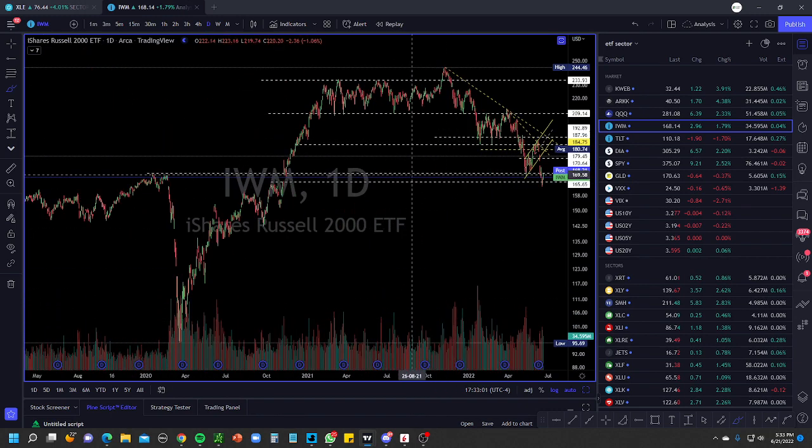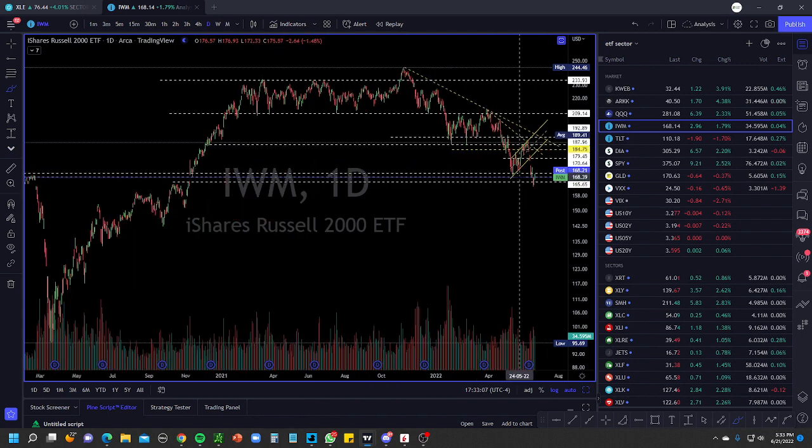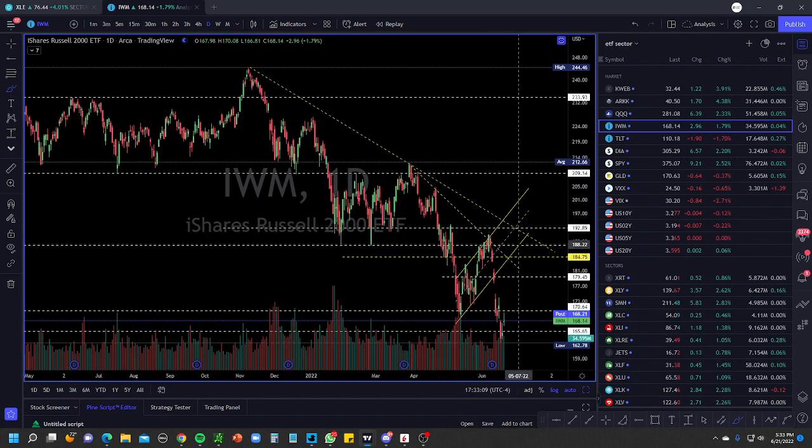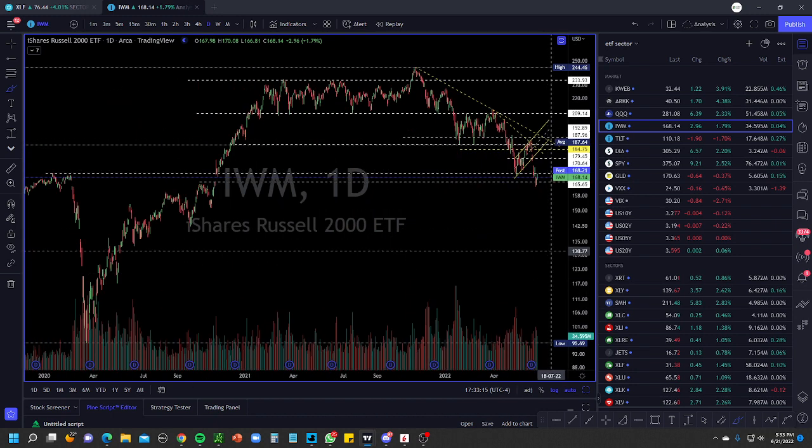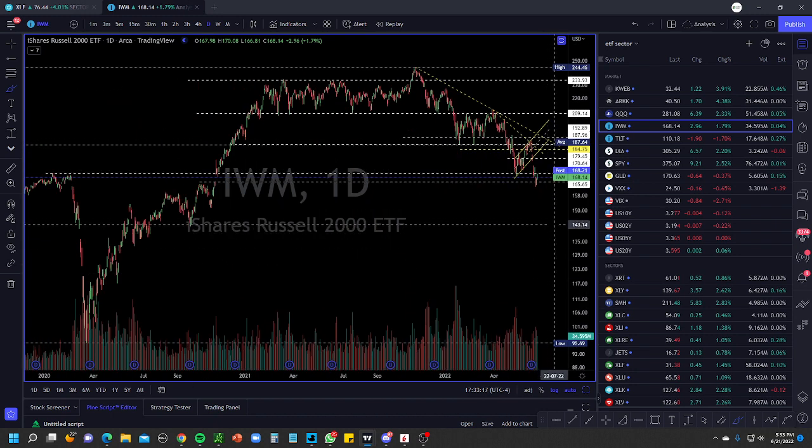So IWM has tested this gap fill. If you guys watch my previous videos, I talk about this gap fill. It's possible now, if we get a price acceptance, meaning IWM starts to stay below 190 and stays below 180, so these two ranges here, it will start to move lower eventually, and it will go towards 142 is what I see IWM going towards.